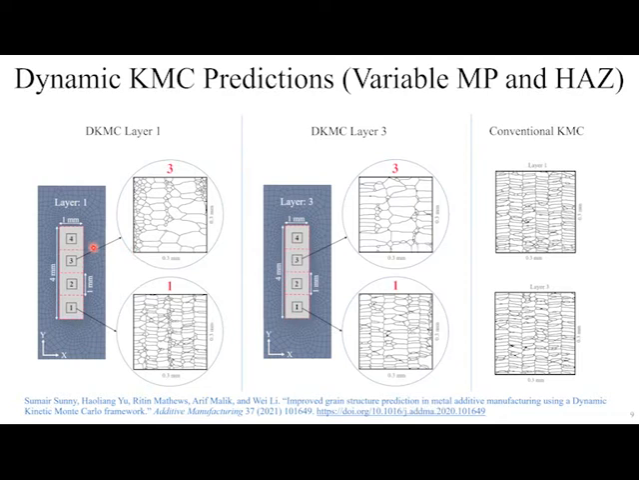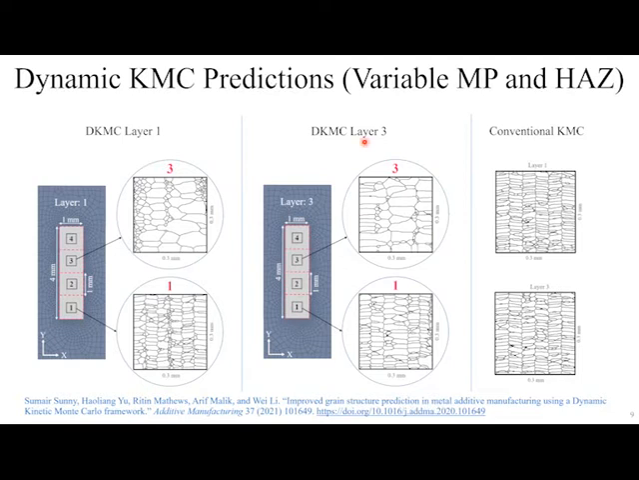And then we took two locations on that first layer, location number one right here, and then location number three, again on the first layer. And we look at the grain structure differences. And there are huge differences in the grain structure here. So we're predicting a three-dimensional grain structure, but this is just obviously showing the two-dimensional image.